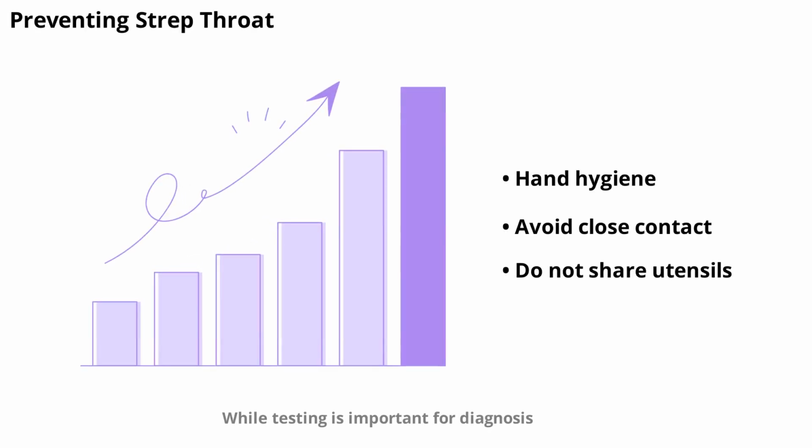While testing is important for diagnosis, prevention is always better than cure. Good hand hygiene, avoiding close contact with infected individuals, and not sharing utensils or drinks can help reduce the risk of getting strep throat. Early testing and treatment also help prevent the spread of infection to others.